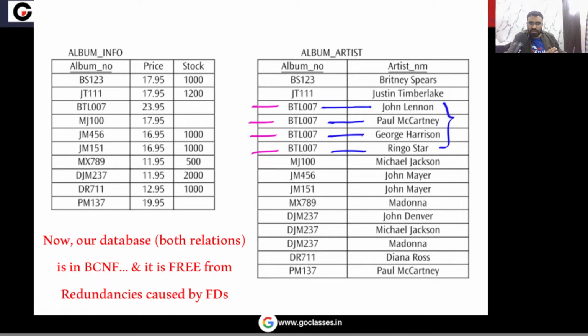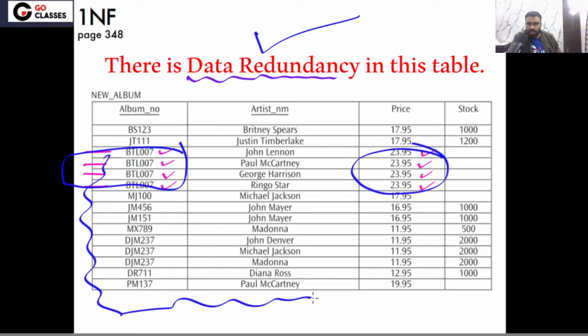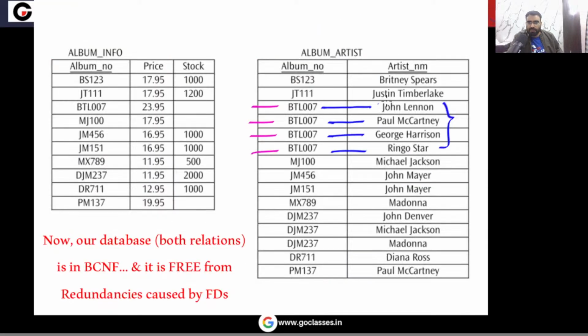Compare this situation with the price situation. In this price situation, what is happening? If this album number repeats 1000 times, then the same price will repeat 1000 times. This is redundancy. It means if I repeat this attribute 1000 times, then this value will also repeat 1000 times. This is data redundancy.